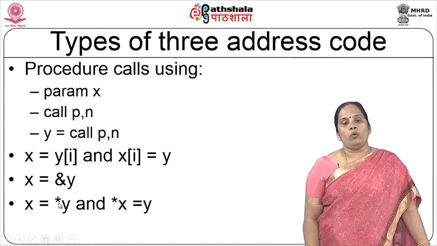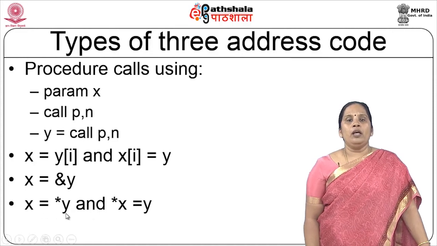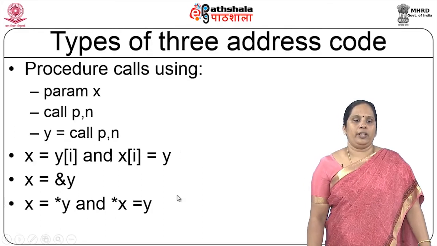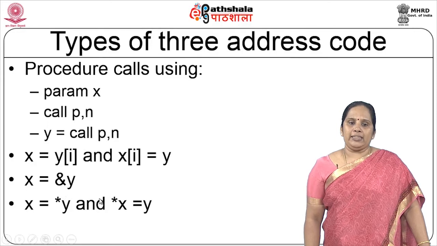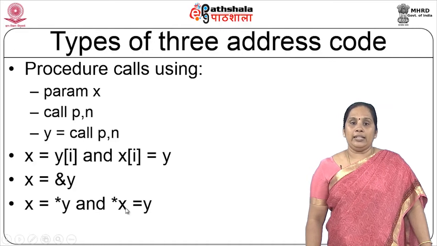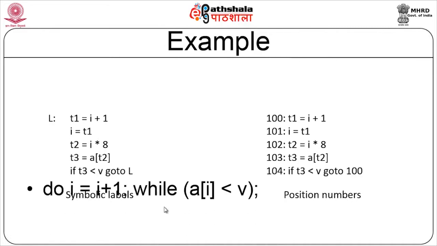So here we are going to address Y. Again I have here 2 addresses only, X comma Y. Going to address Y, dereferencing it and assigning the value to X. Here I am dereferencing X, and Y is given the value at address X.